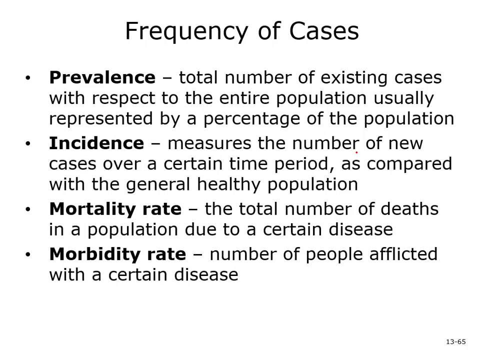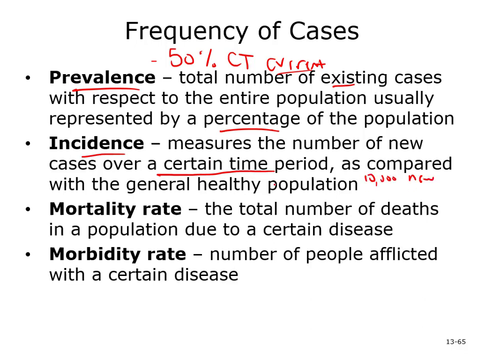These terms are pretty straightforward. I'll just tell you some examples. The prevalence is the total number of existing cases in a population, usually represented by a percentage. So, for example, we might say the prevalence of the flu virus: 50% of Connecticut residents currently have the flu. So it's existing cases. Incidence is a measure over a certain period of time as compared with the general population. So we might say there's 10,000 new flu cases this week.